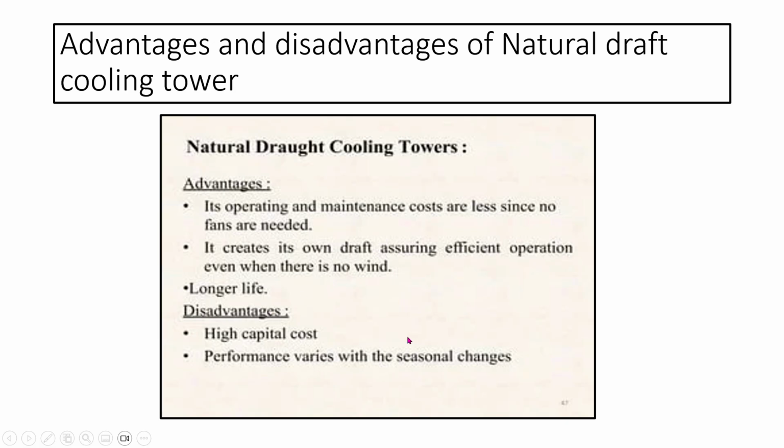It still works because the water is dropping from the top, and when it comes in contact with the air, it automatically cools. So even if there is no wind, it will work. It also has a longer life because it is made of concrete. The disadvantage is the high capital cost, because manufacturing a natural draft cooling tower with concrete is very expensive. Performance also varies with seasonal changes, because in the hot season you cannot increase the air flow.